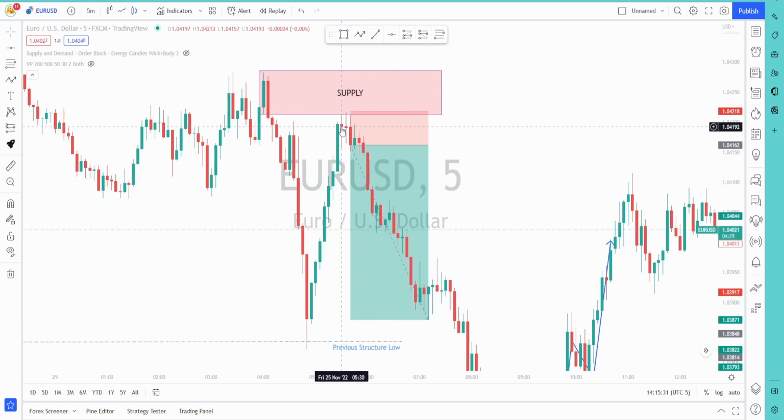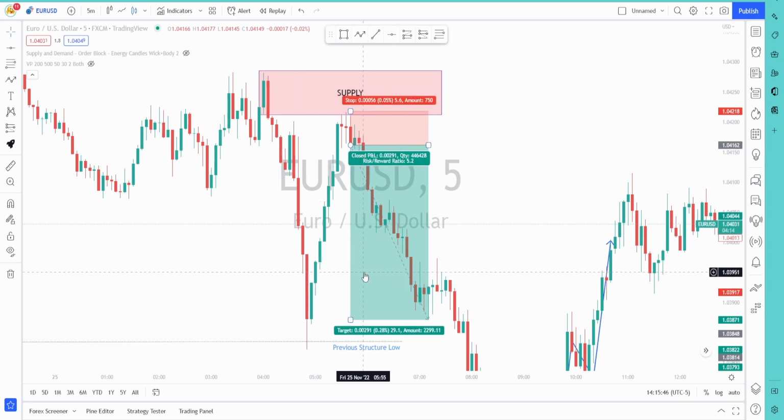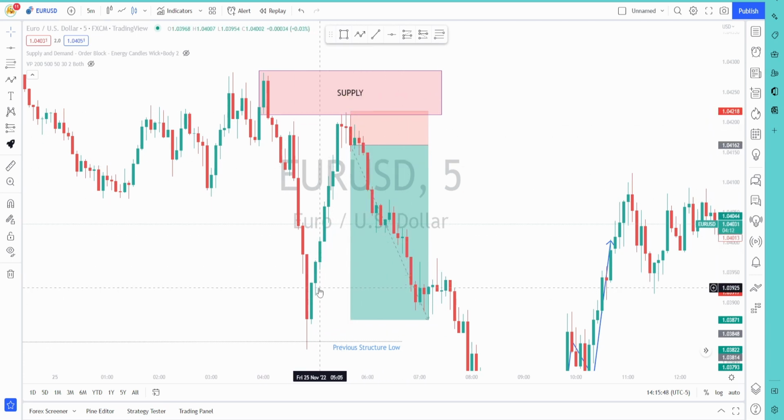Or they could have gotten in right when the candle touched, or maybe the second touch. You have to decide what works best for you, but you can see how this was done. Now, this takes a little bit of patience because there's going to be a lot of opportunities through the day. Not all of them are going to be as good as others.